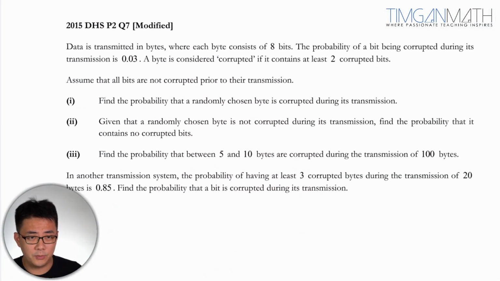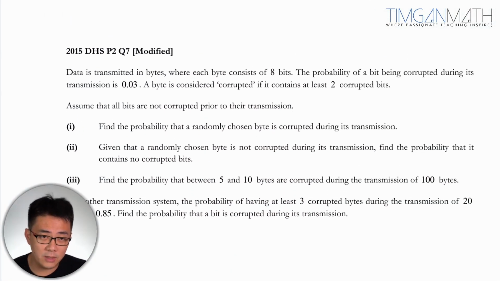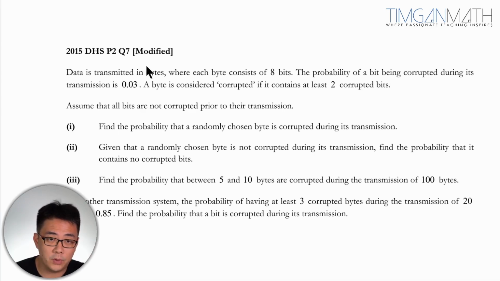So let's look at this question here, which is on binomial distribution, I believe. So let's say I can do this proficiently. Data is taken from the year 2015 Diamond High Paper 2 question 7. Data is transmitted in bytes where each byte contains 8 bits. The probability of a bit being corrupted in transmission is 3%. A byte is considered corrupted if it contains at least 2 corrupted bits.